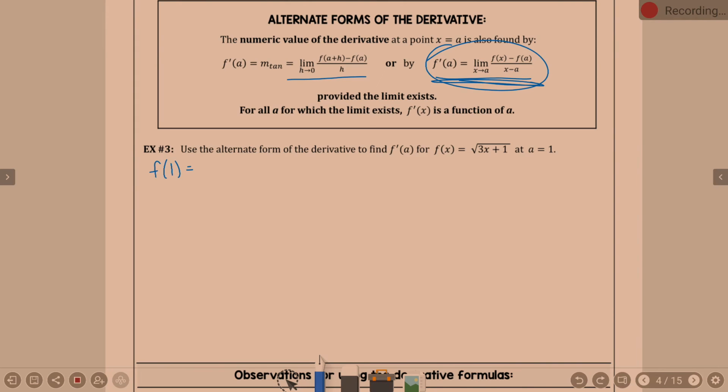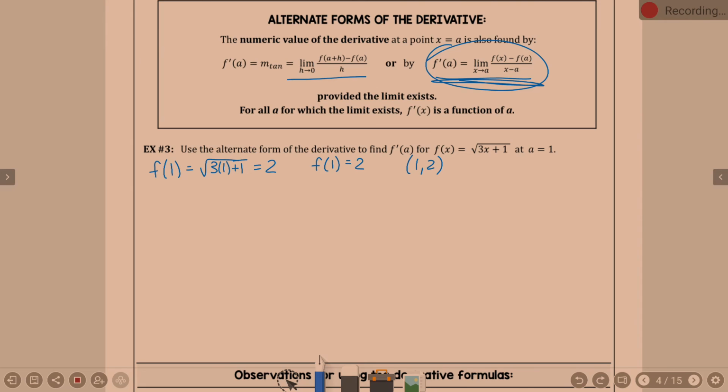The square root of 3 times 1 plus 1. Yes? f of 1 is the square root of 3 times 1 plus 1. Just plug it in here, which is 2. So we have the fact that f of 1 equals 2, which is how I have it written in my notes. Realize that's the same thing as saying the ordered pair (1, 2), yes?